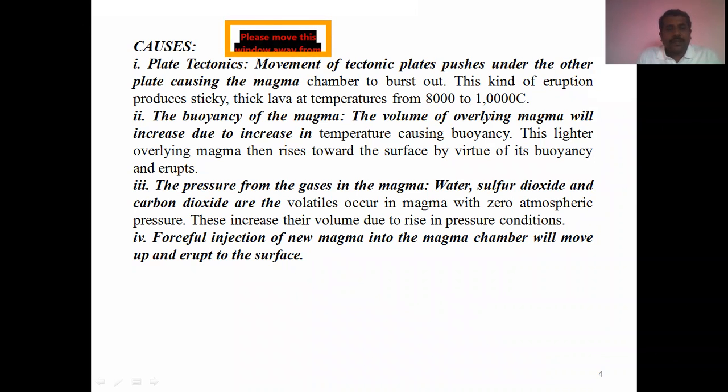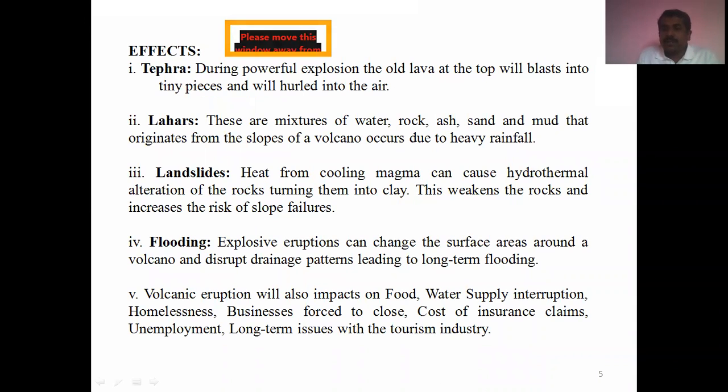Point number three, what we have to take into consideration is the pressure from the gases of the magma. It contains water, sulfur dioxide, and carbon dioxide, the volatiles that occur in the magma. These increase their volume due to a rise in pressure conditions, so temperature and pressure conditions are the most important thing. The next point is forceful ejection. Forcefully, new magma coming into the magma chamber will move up and erupt to the surface because of the temperature and pressure conditions exerted inside the magma chamber.